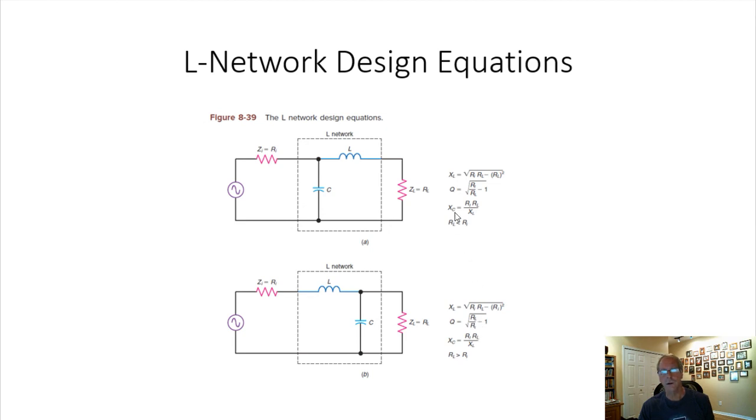I know it's a little hard to see. I'm going to post this PowerPoint on our Canvas site, so you can take a closer look at it. But this is Ri over RL in this Q equation. This equation has RL over Ri. Other than that, they're the same.